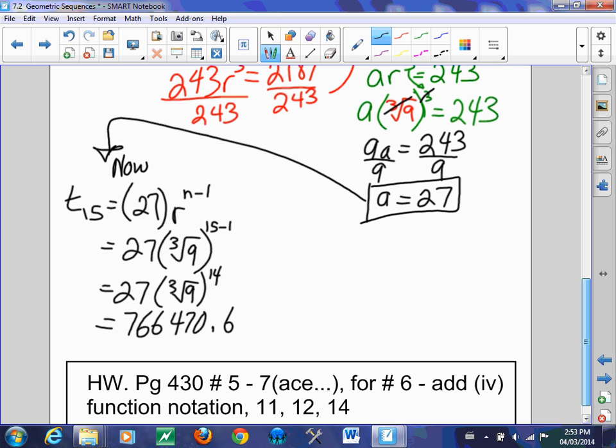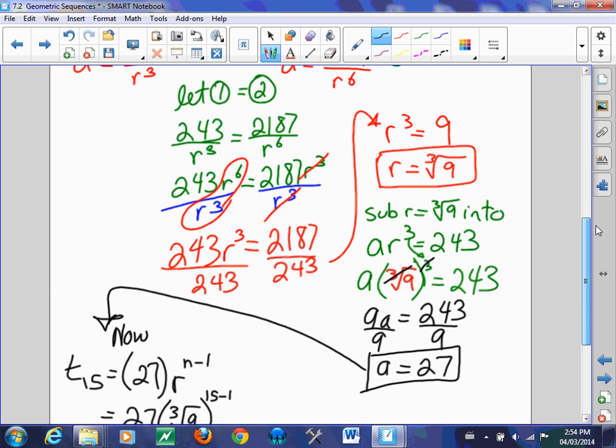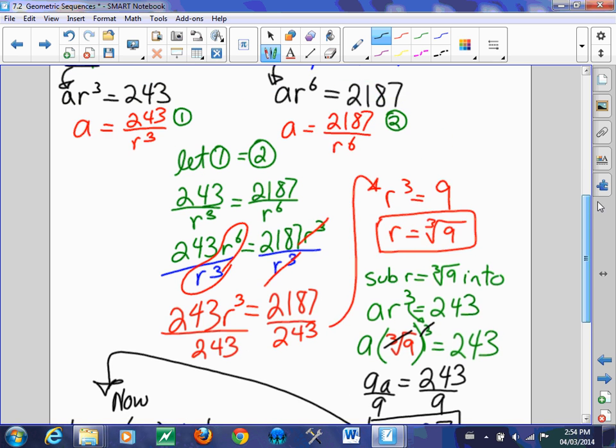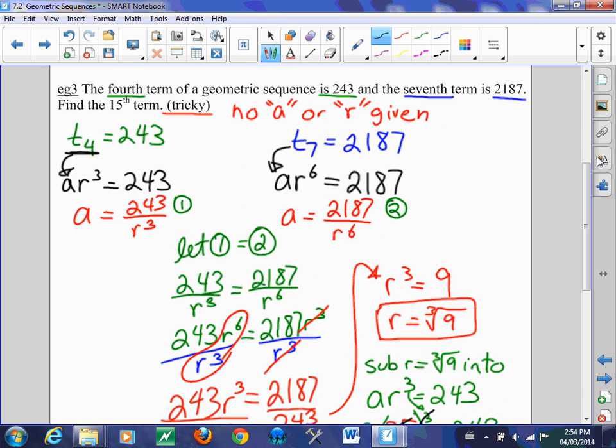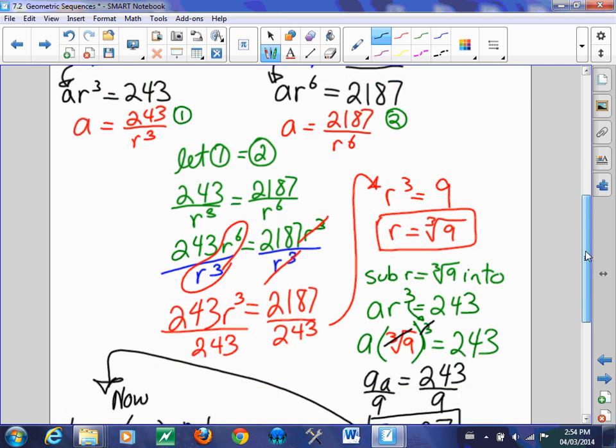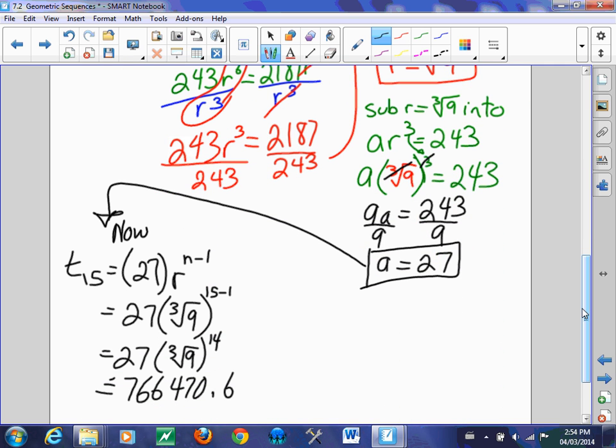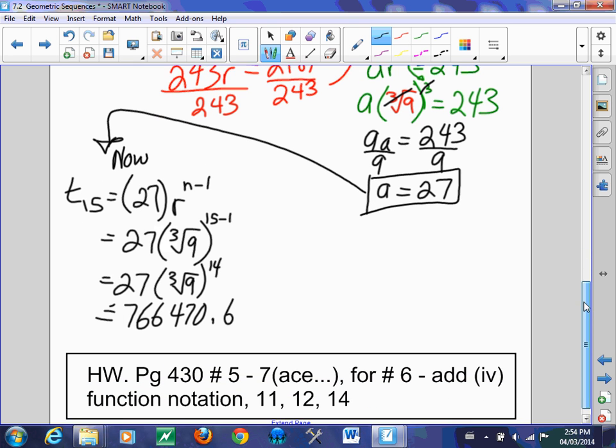766,470.6 rounded. Okay? Does that make sense, ladies and gentlemen? Well, let's just take a look here. We know that our ratio is increasing, right? Because we know from the 4th term we're at 243. The 7th term we're already at 2,000. So does it make sense to have a big number? Absolutely. Okay? All right. Okay. So ladies and gentlemen, that was a tricky one.